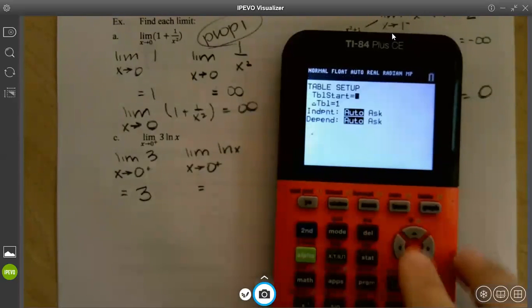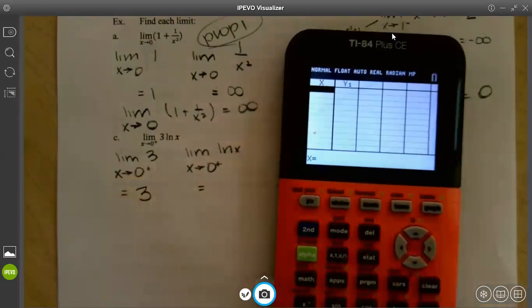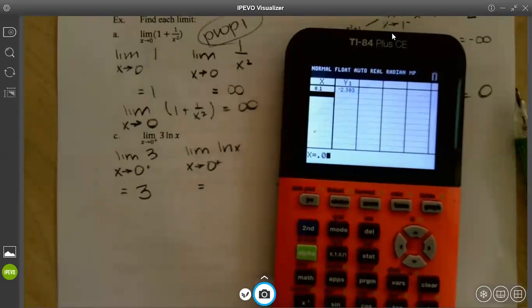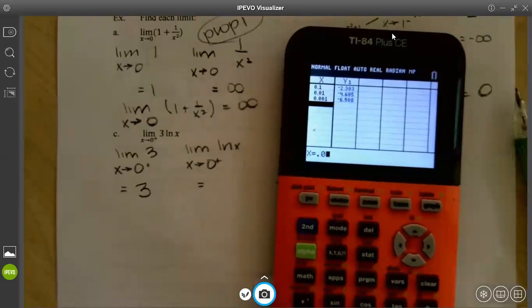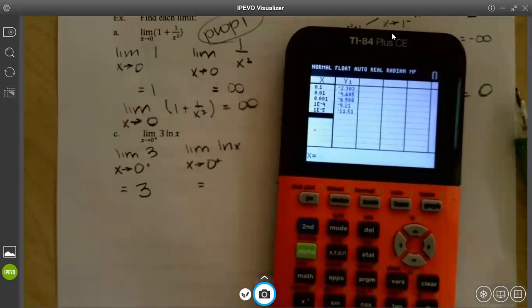So remember, let's see. What can we put in if it's for 0? What were those values that we had? Right. So it was like -0.1, then -0.001, right? But we're coming from the right, so we need to go the other way. So what were those? 0.1, 0.01, 0.001, 0.00001. What's happening? Did it stop at 2? Where's it going?